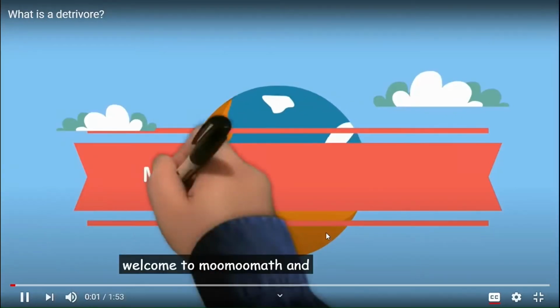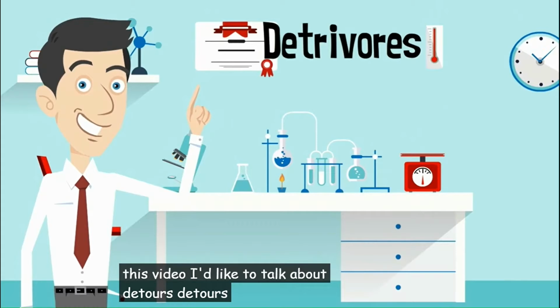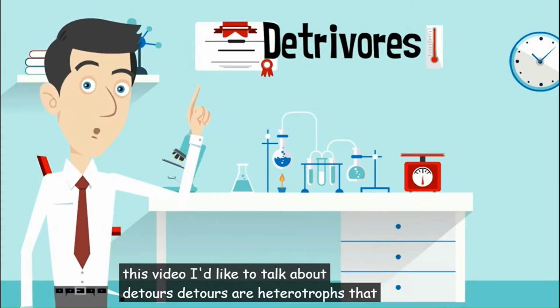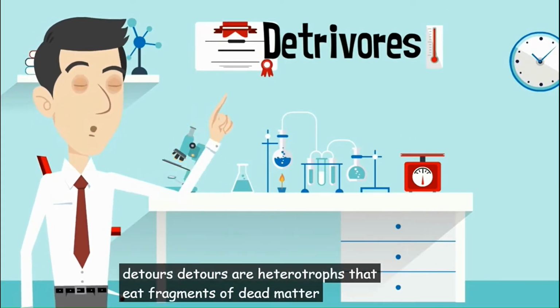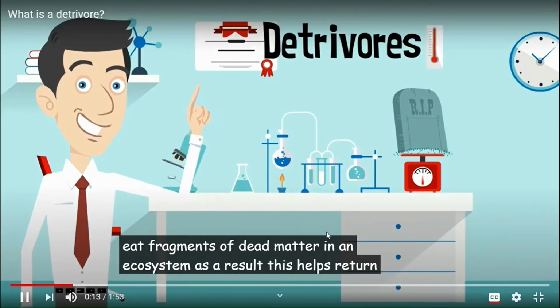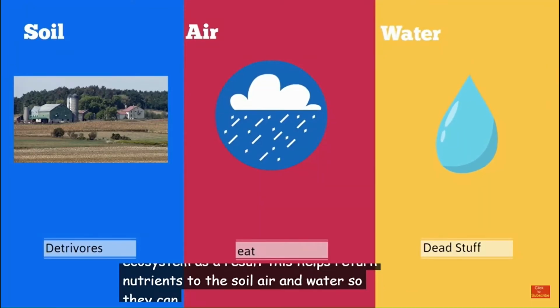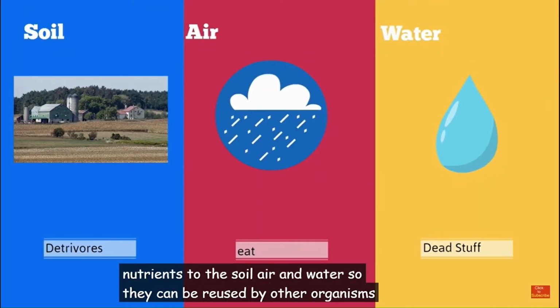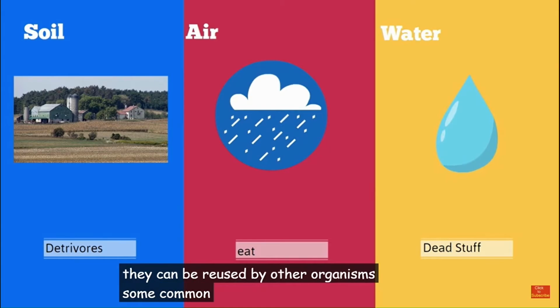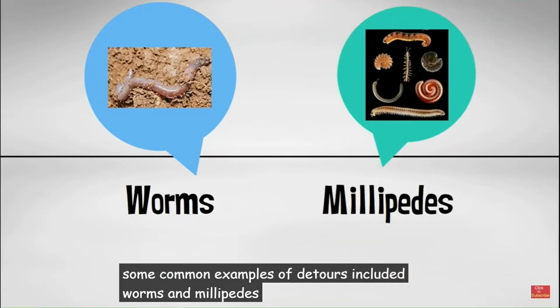Welcome to Moo Math and Science. In this video, I'd like to talk about detritivores. Detritivores are heterotrophs that eat fragments of dead matter in an ecosystem. As a result, this helps return nutrients to the soil, air, and water so they can be reused by other organisms. Some common examples of detritivores include worms and millipedes.